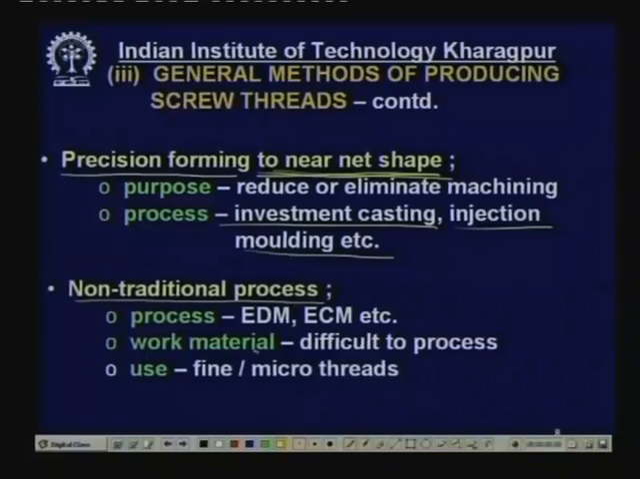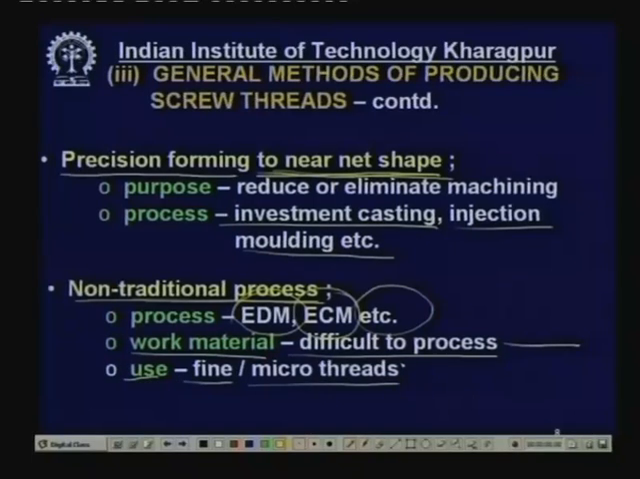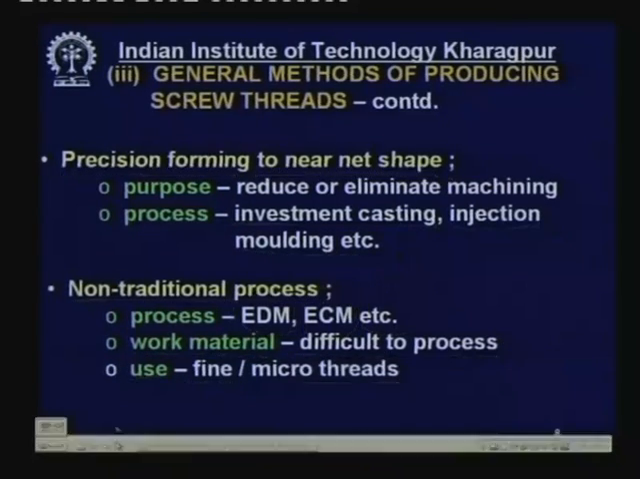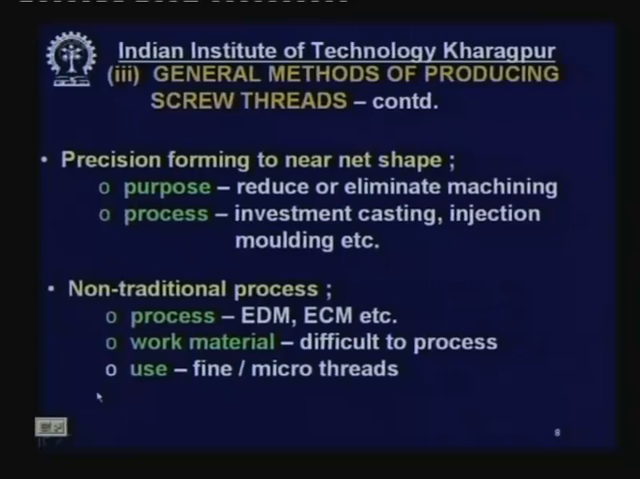Non-traditional processes, say micro machining in exotic materials, how will you do it? You have to do it by these non-traditional methods, by electro discharge machining, electrochemical machining, laser machining and similar processes. Work material has to be difficult to process, which cannot be done by conventional methods, and used for fine and micro threads, precision threads. So, these non-traditional processes are coming up.